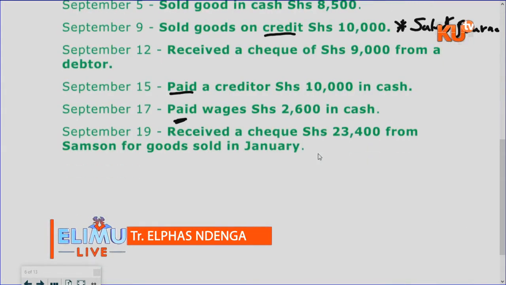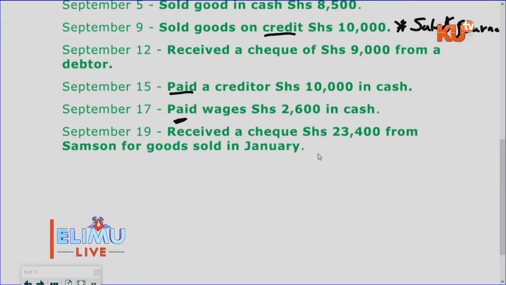Let's go back to our next, that is on September 19th. Received a check of 23,400 from the sales, from Samson, for goods sold in January. So goods were sold in January and they are being paid in September. So yes, those are receipts. We'll record on the debit side.